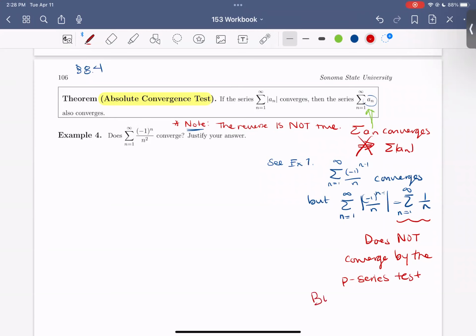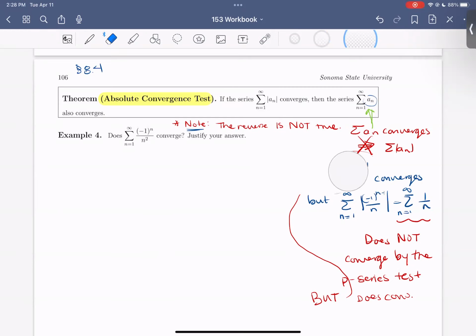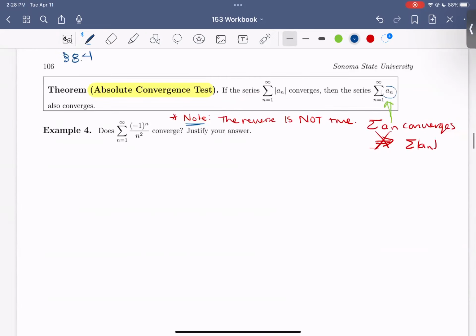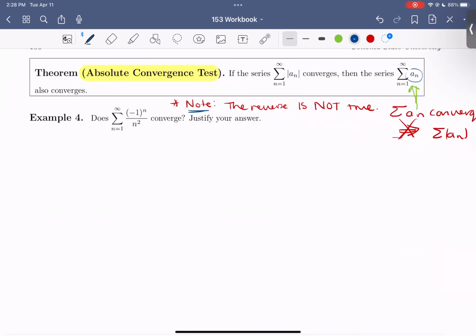But the series with the negative does converge. And we saw that in example 1. Okay, so just a note there. If the absolute values do converge, so if we know they converge, then the summation without the absolute values also converges. So let's take a look at this in example 4.